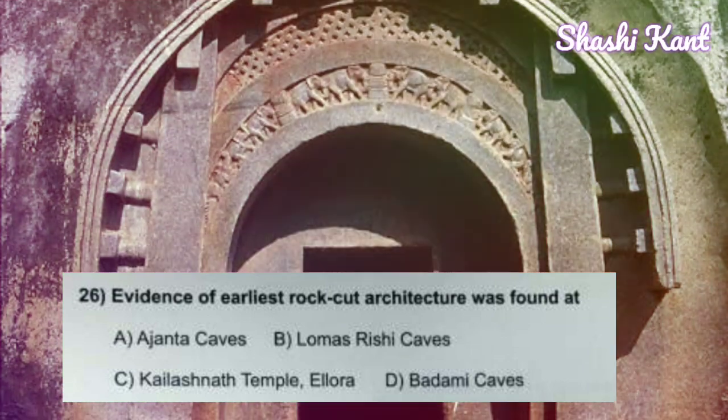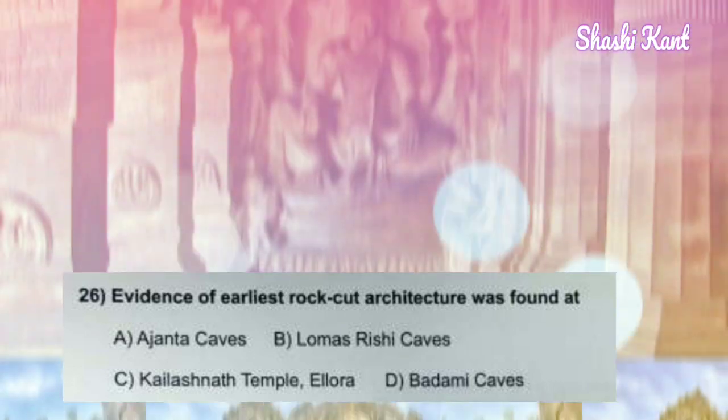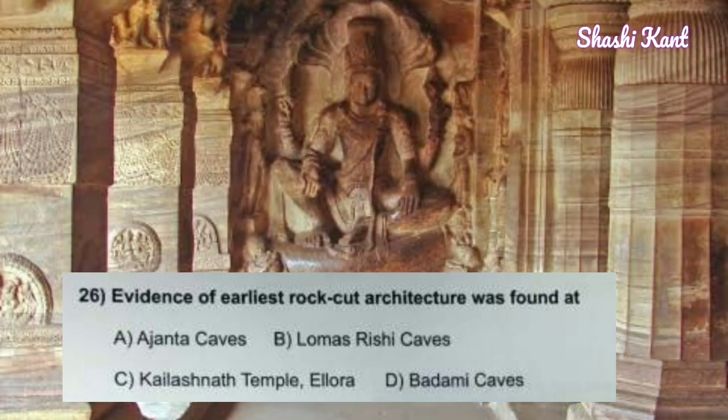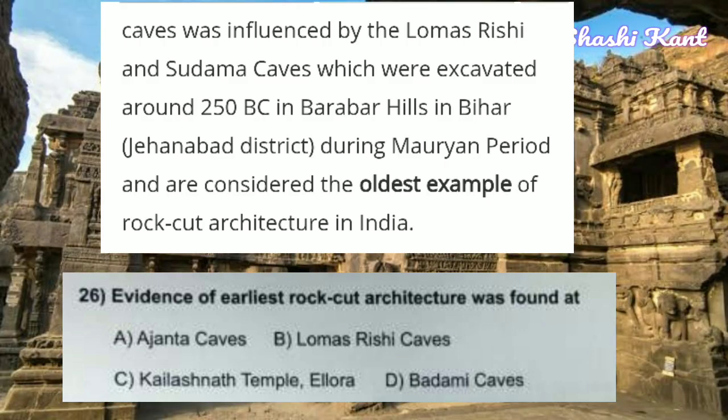Question number 26. Evidence of earliest rock cut architecture was found at A. Ajanta Caves, B. Lomas Rishi Caves, C. Kailash Nath Temple, Ellora, D. Badami Caves. And the correct answer is B. Lomas Rishi Caves. I am not very sure about this answer.